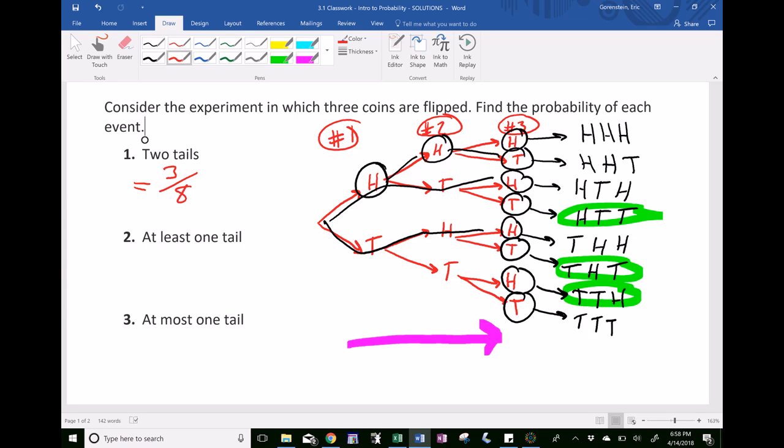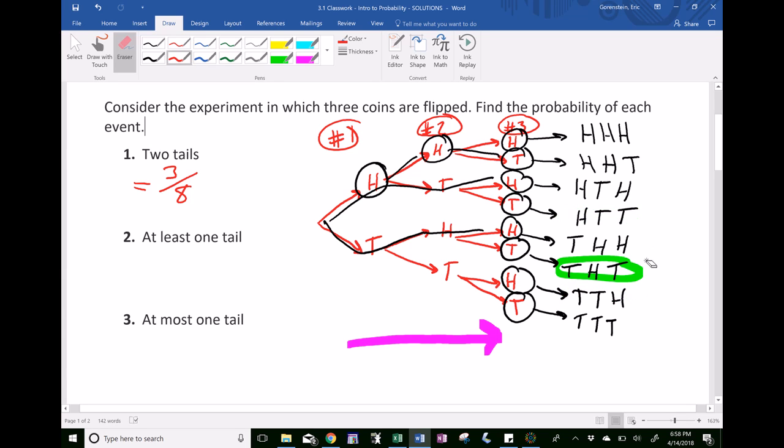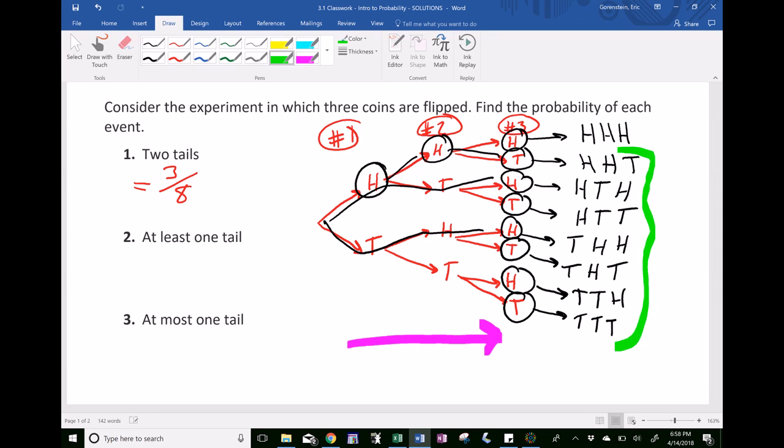Number 2, at least 1 tail. So at least 1 tail means what? 1 or more. So 1 or 2 or 3. So at least 1 tail looks like all of this. All 7 of these have at least 1 tail, 1 or 2 or 3. So probability of at least 1 tail should be 7 out of 8. The number of ways this could happen divided by the total number of outcomes of your experiment.